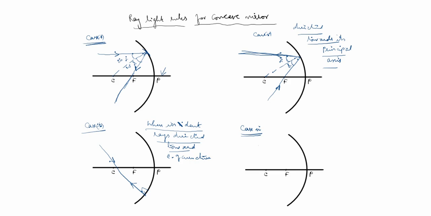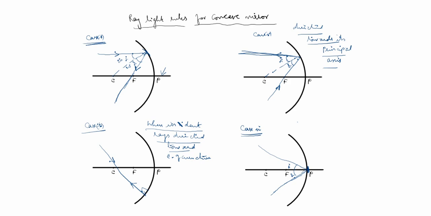Case 4 is a ray of light incident at the pole, which is reflected back making the same angle with the principal axis. So this is I, this is R. The angle of incidence equals the angle of reflection. This is a tiny plane at the pole, so we have to take the law of reflection in this case.